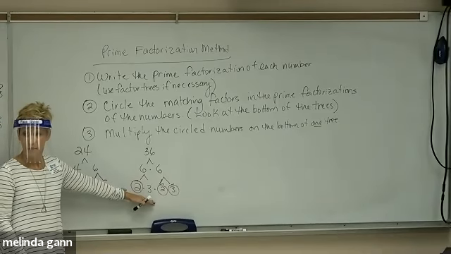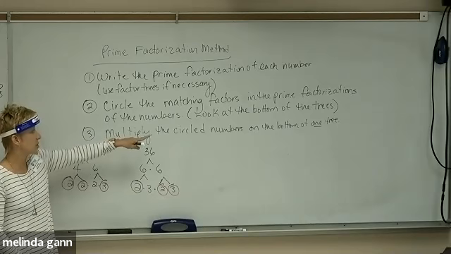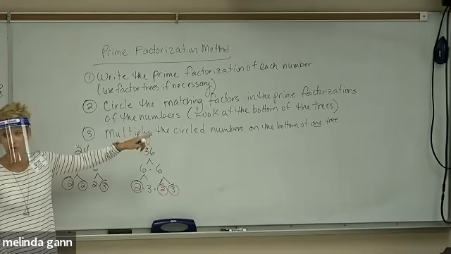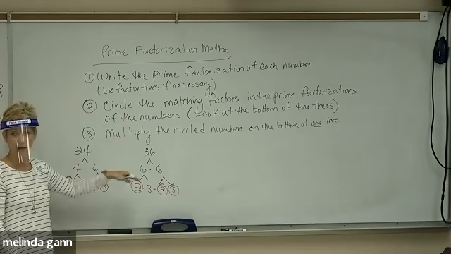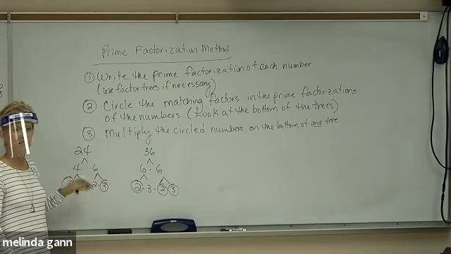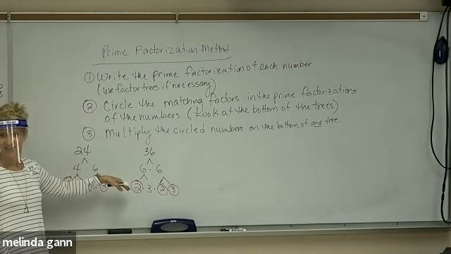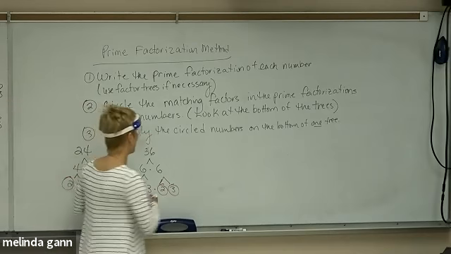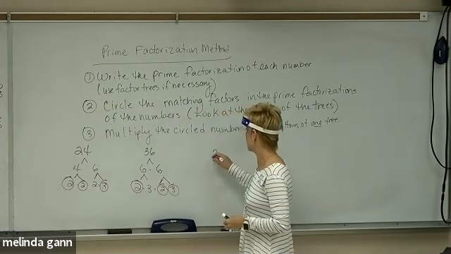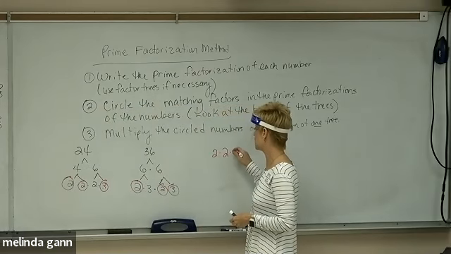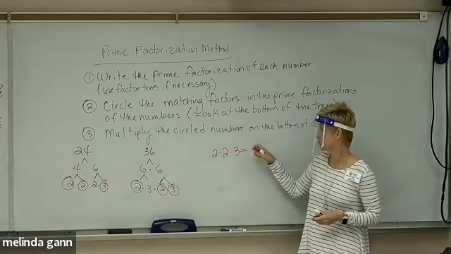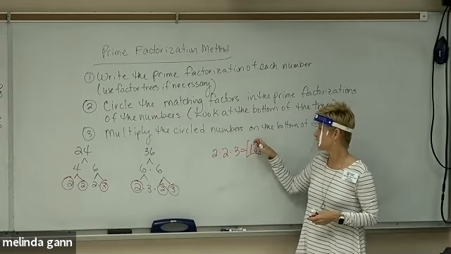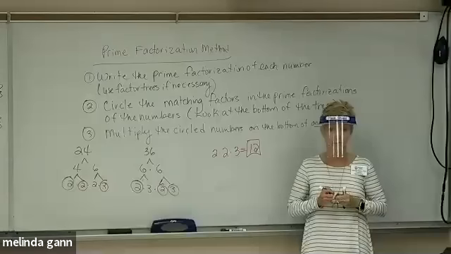We're good? So look what it says. Multiply the circled numbers on the bottom of how many trees? 1. Does it matter which tree you look at? No, because the same things are circled. Okay? So what am I going to multiply together? 2 times 2 times 3. Okay, what is 2 times 2? And what's 4 times 3? Is that what you got a minute ago for your greatest common factor?